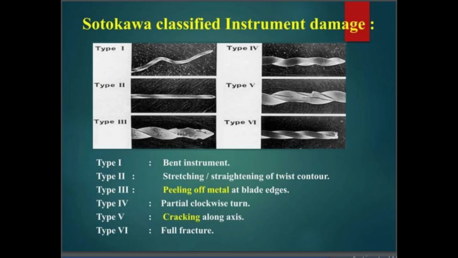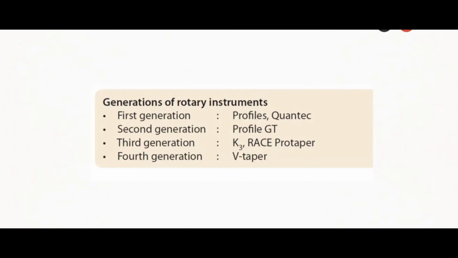So this image question can be asked in your entrance exam, like this type 4 instrument. This will represent the clockwise twist, that is the partial clockwise twist, that represents the type 4 Sotokova classification.